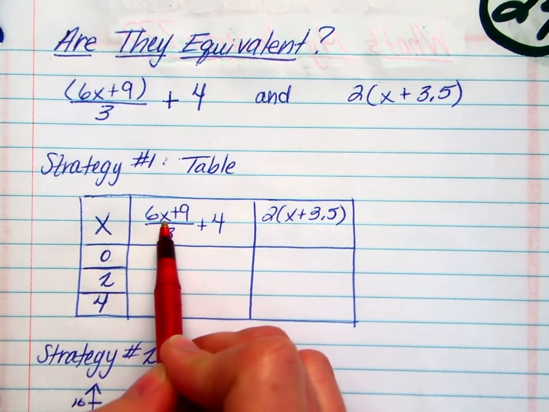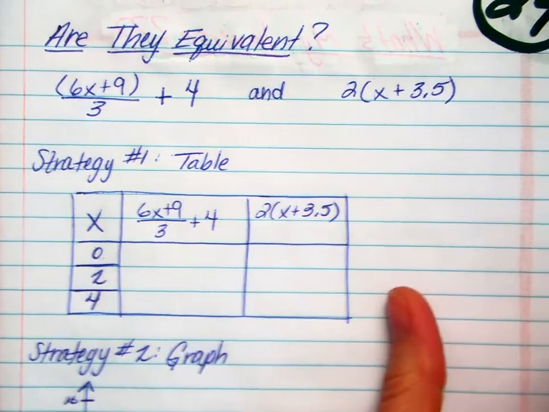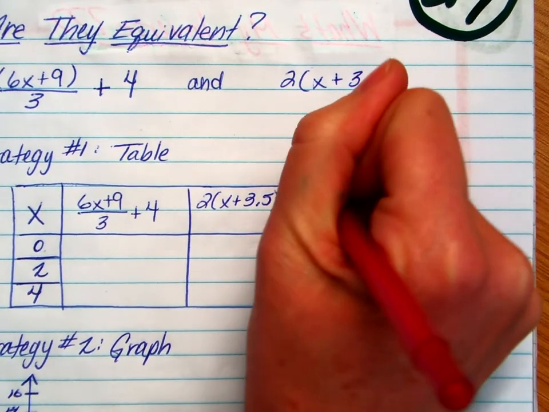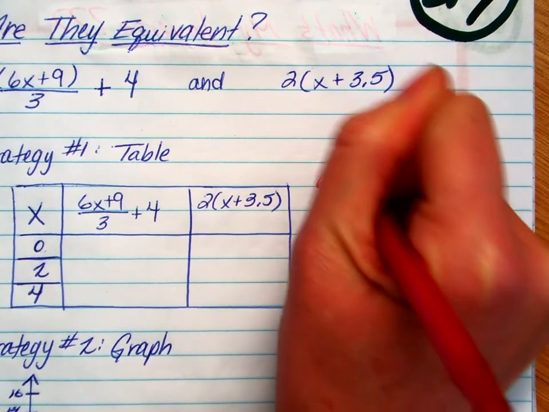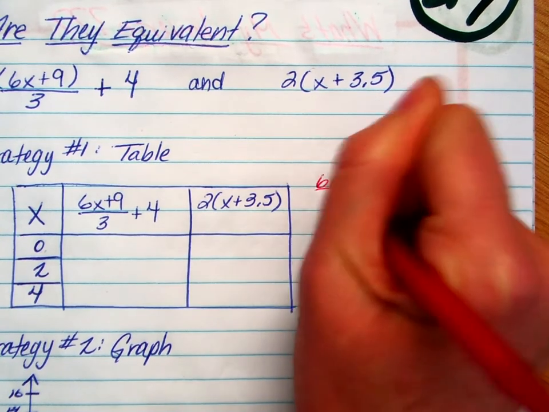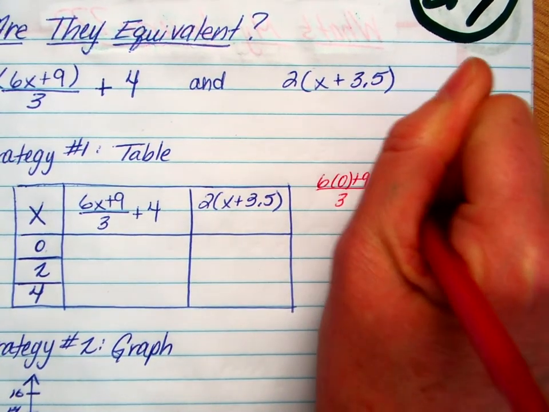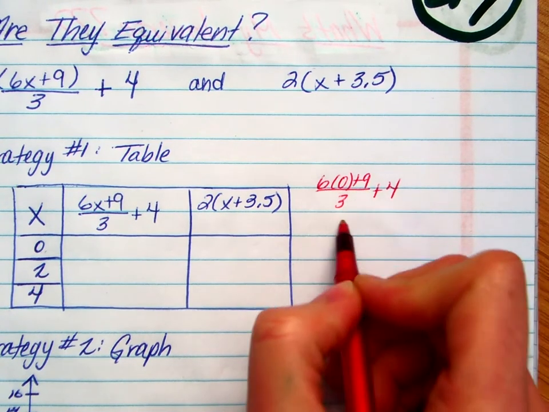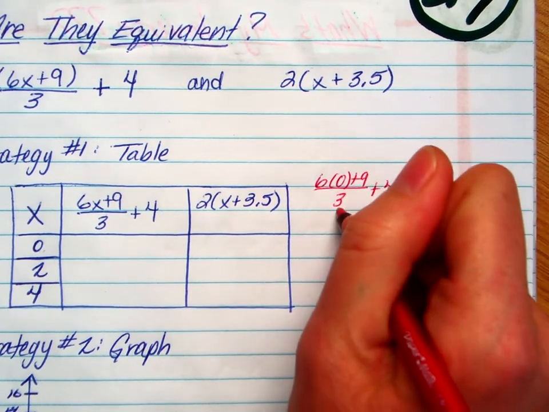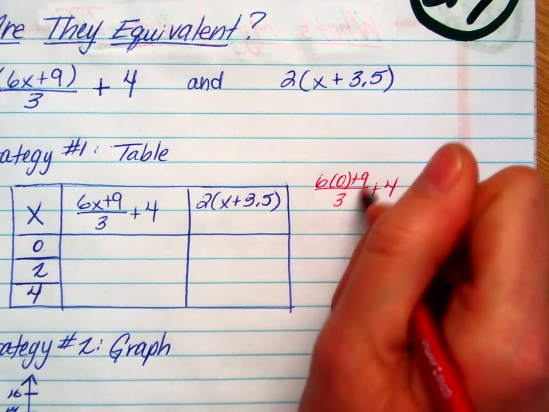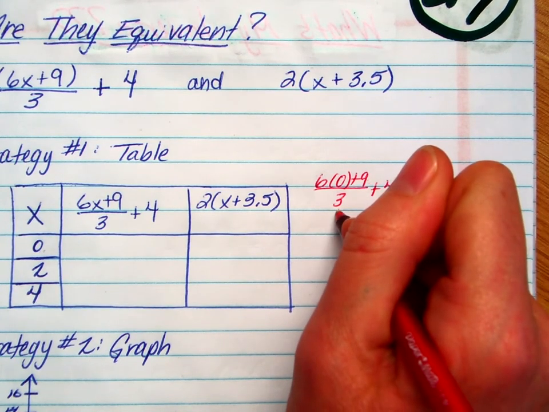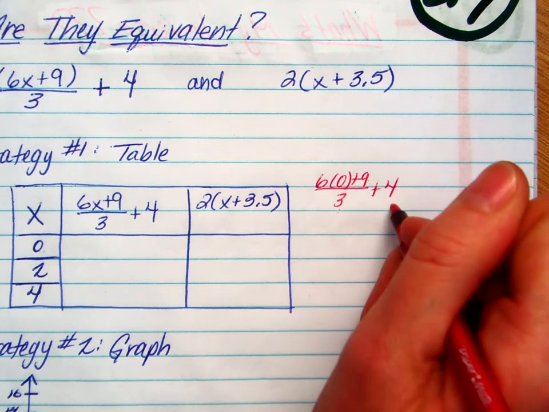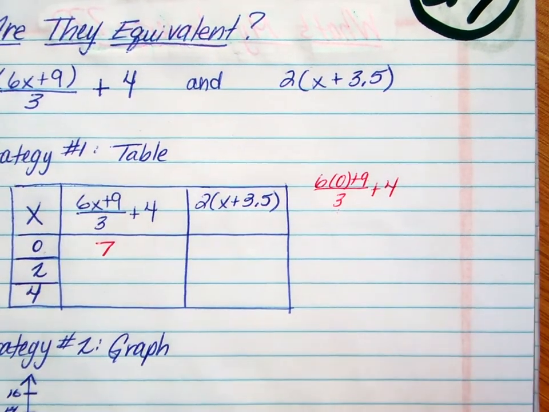So 6 times 0, so if we need to work this out, we can. So 6 times 0 plus 9, divided by 3, plus 4. 6 times 0 is 0. 0 plus 9 is 9. So then you're going to get 9 over 3. 9 over 3 is 9 divided by 3, which is 3. 3 plus 4 is 7.